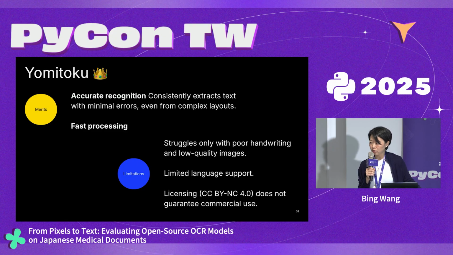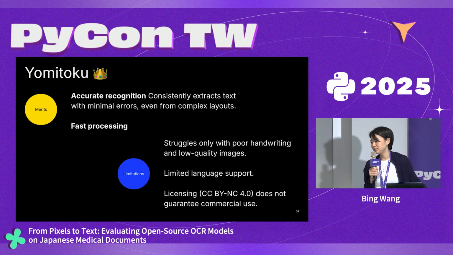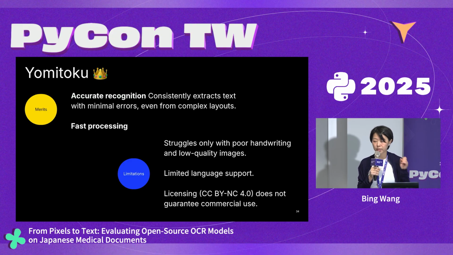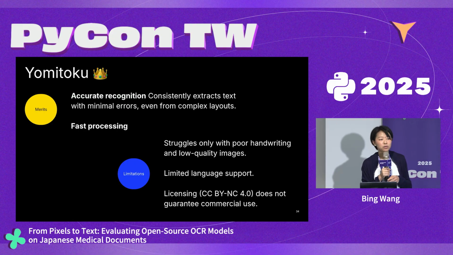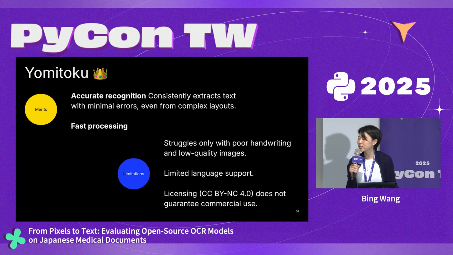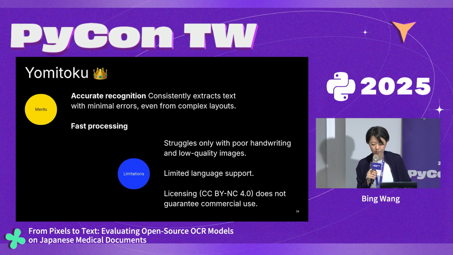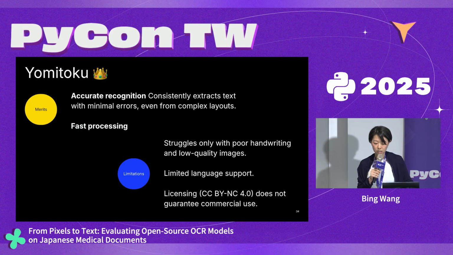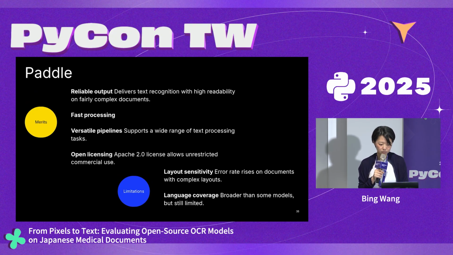Sometimes it can struggle with poor handwriting. But at the same time, with the kind of documents we have, doctors are not known for having the best handwriting, and I think even humans would struggle with that. Sometimes with a seal or a logo, Yomitoku has some struggle converting the text correctly, but we don't care that much about those contents. It does have limited language support: Japanese only, though it does read English as well. In terms of licensing, it does not guarantee commercial use.